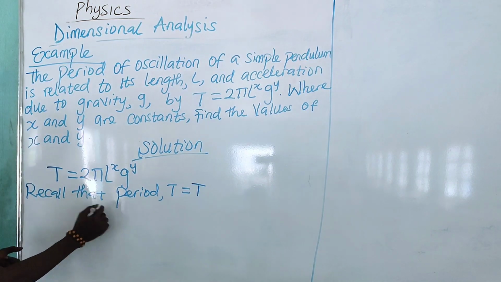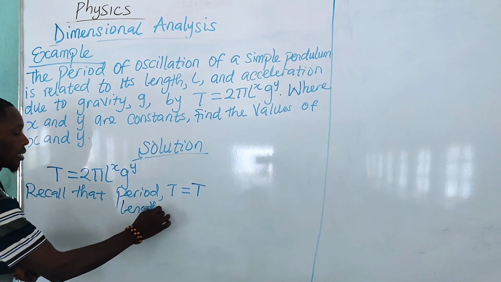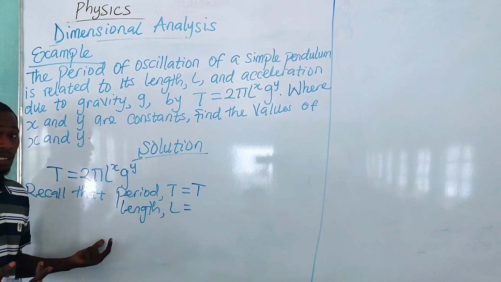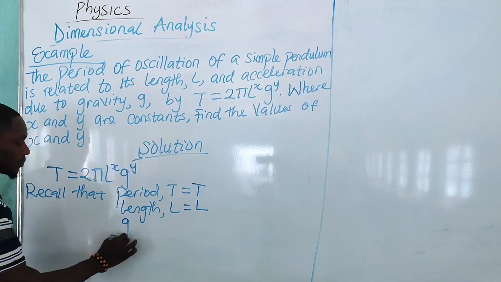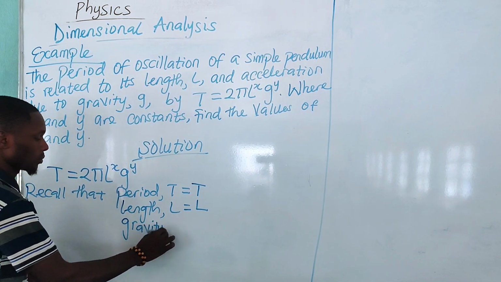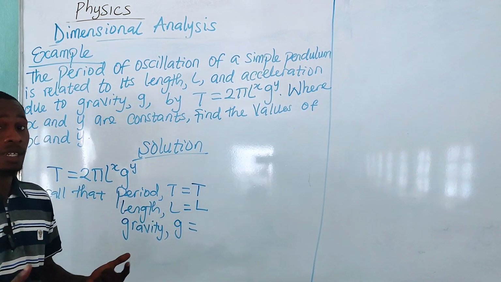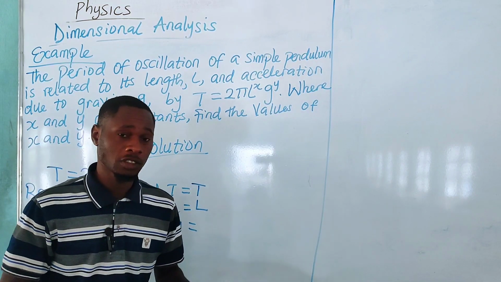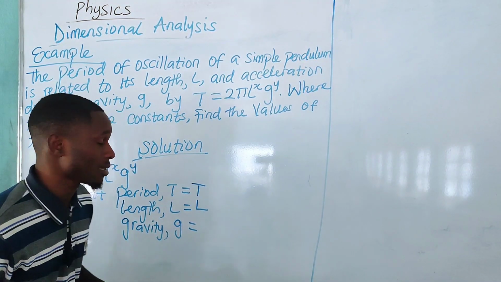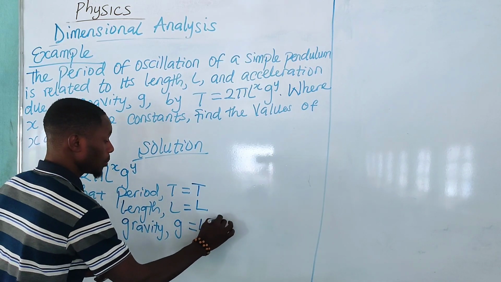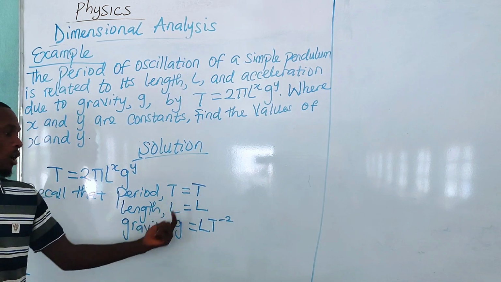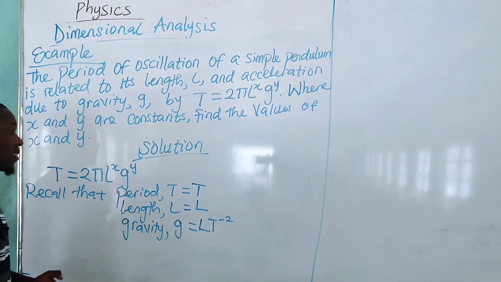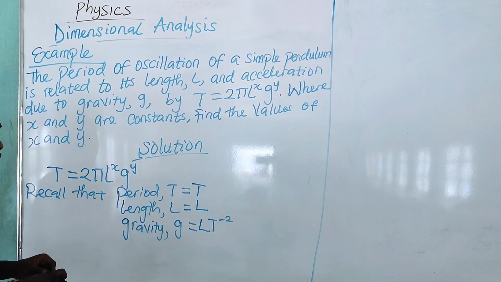The next one is length. Our length is a fundamental quantity, and the dimension is capital L. And lastly, g, the acceleration due to gravity. So it is actually an acceleration, so it takes the same dimension as acceleration, which is LT^-2. So let's substitute these dimensions of period, length, and gravity into our equation to get the values of x and y.